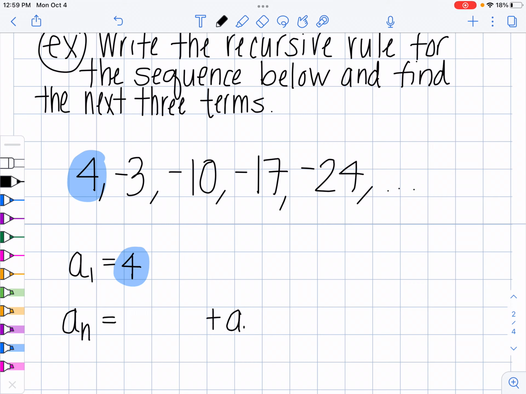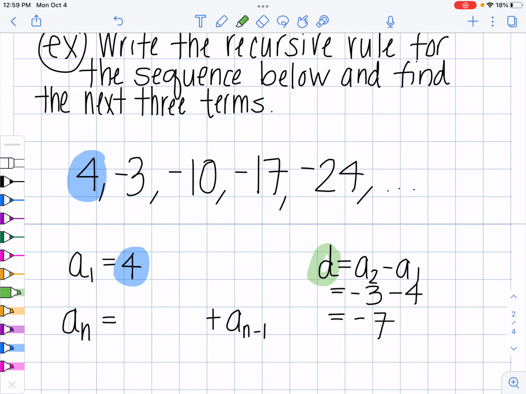plus my previous term. Okay, so to find my common difference, I take my second term minus my first term. So I do -3 minus 4 gives me -7. So my common difference is -7, which is going to go here. You have to have both of these things when you write a recursive rule.